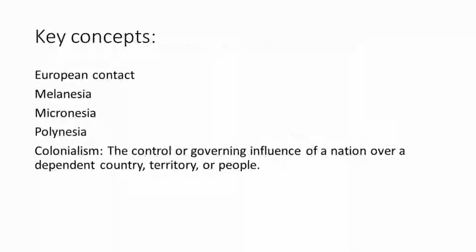So key concepts are European contacts, and the terms Melanesia, Micronesia, Polynesia. I'm going to discuss these terms and that they are inventions. They're impositions by Europeans on the Pacific region that have led to categorization that Pacific Islanders have now adopted as well. So I'm not going to give you any specific definitions. We'll be discussing them in detail. Colonialism, of course, everybody has an idea about colonialism, but a definition would be the control or governing influence of a nation over a dependent country, territory, or people. And this can happen in multiple ways.